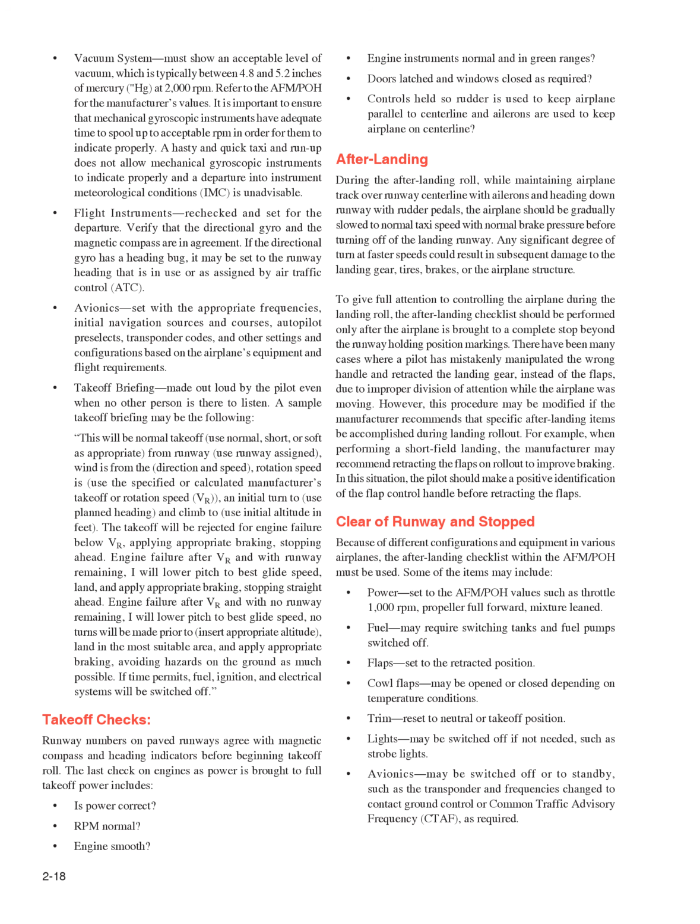After landing, during the after landing roll, while maintaining airplane track over runway centerline with ailerons and heading down runway with rudder pedals, the airplane should be gradually slowed to normal taxi speed with normal brake pressure before turning off of the landing runway. Any significant degree of turn at faster speeds could result in subsequent damage to the landing gear, tires, brakes, or the airplane structure. To give full attention to controlling the airplane during the landing roll, the after-landing checklist should be performed only after the airplane is brought to a complete stop beyond the runway holding position markings.